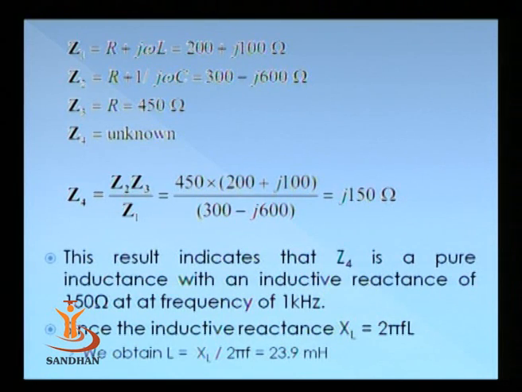Now this is indicating that the component contains a value of inductance. This result is indicating that Z4 is a pure inductance because it does not have a real component, only an imaginary component is there, meaning it is purely inductive and there is no resistance or any other kind of DC quantity involved. 150 ohms is given at 1 kilohertz. So reducing it, XL is equal to 2πFL, we can get the value of L, that is equal to XL upon 2πF, reducing it to 23.9 millihenries.